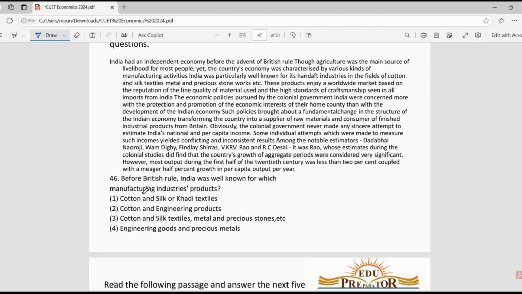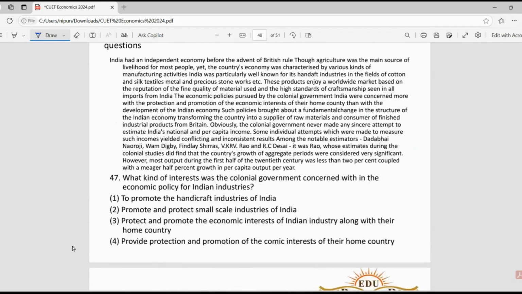Let us just look at the questions. Before British rule, India was known for which manufacturing industries? Cotton, silk, khadi, cotton and engineering, cotton, silk, metal, precious stones and engineering. You are aware, khadi was not there, engineering products were not there. It was majorly for cotton, silk, metal and precious stones. Therefore, option number 3 is correct.